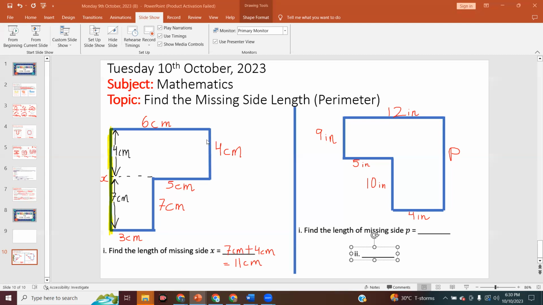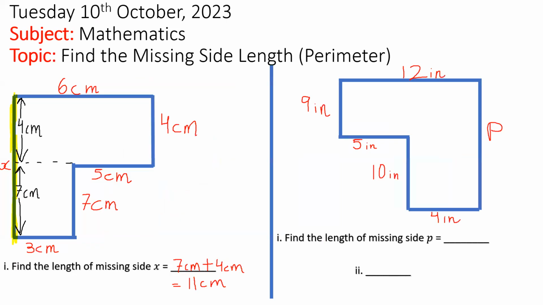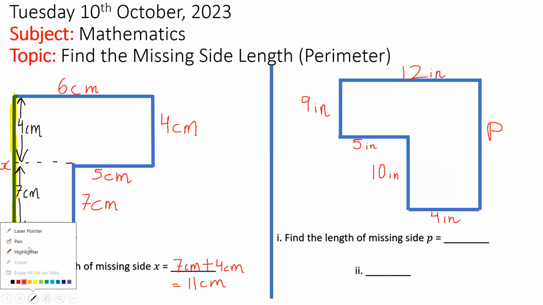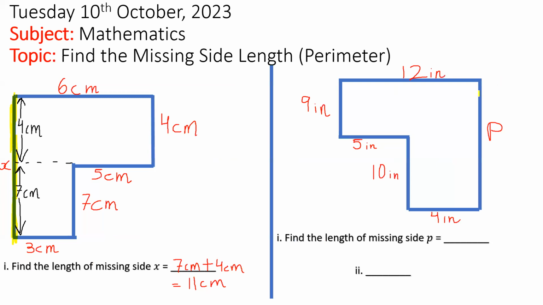Anyone else? Why you get 19? Add them together, 10 and 9. Okay, let me show you how to do it. The idea here is you have to be careful. The idea here is that this side is what? All of this is what? All of this is P. Very good. All of that is P. That's the missing side.